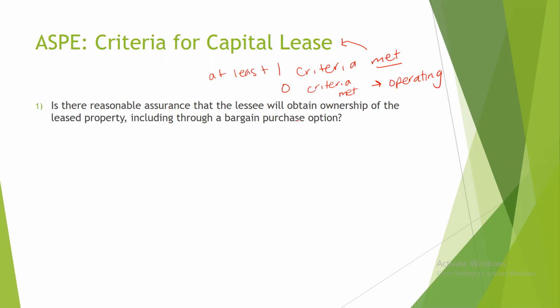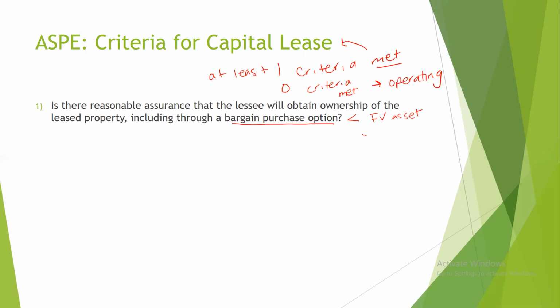So the first one is, who's going to own the asset at the end of the lease term? Is it going back to the lessor, or is it going to be transferred to the lessee? Let me explain this bargain purchase option a little further. A bargain purchase is where you get something for less than its fair value. So this bargain purchase option is going to be lower than the fair value of the asset, and that's how you know that it's a bargain.